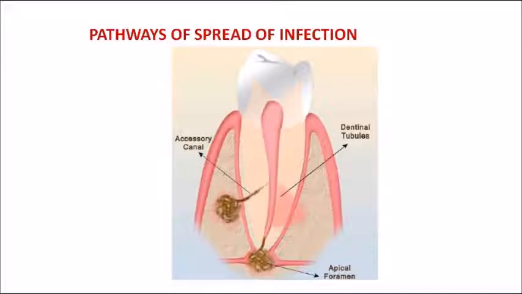Sometimes what happens is, when there is apical or periapical infection, that even goes into the teeth. Okay, that can affect the tooth, so it is like a retrograde infection.